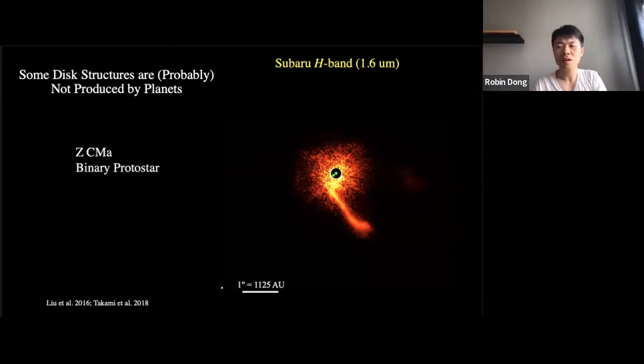So here I have a little story about a binary protostar system called ZCMA. This image here is a near-infrared scattered light image of the system. It's a binary system. There are 2 stars, although they're fairly close to each other, 0.1 arcsecond away. The disk has a one-arm spiral, or maybe we call this a streamer, almost 2 arcseconds long. This streamer has been known for a long time, and its origin has always been a mystery.